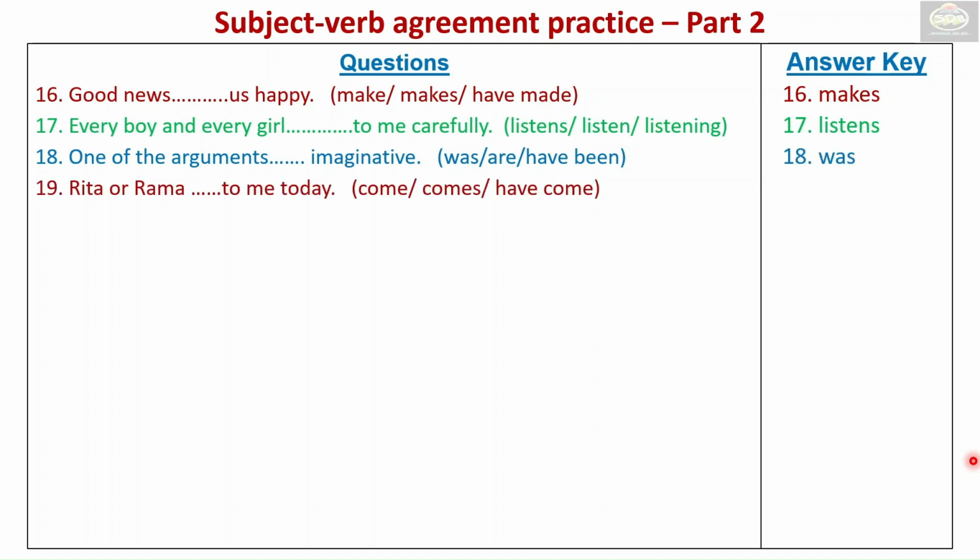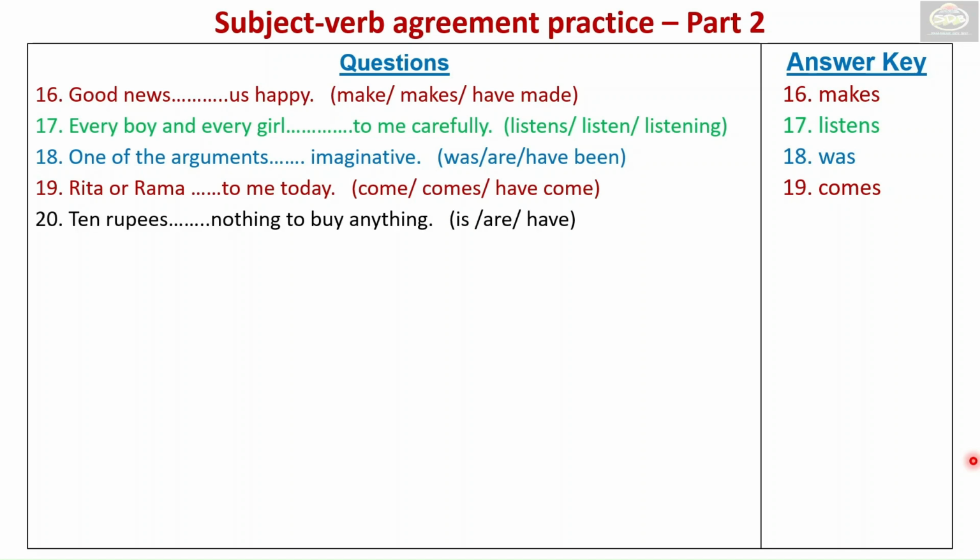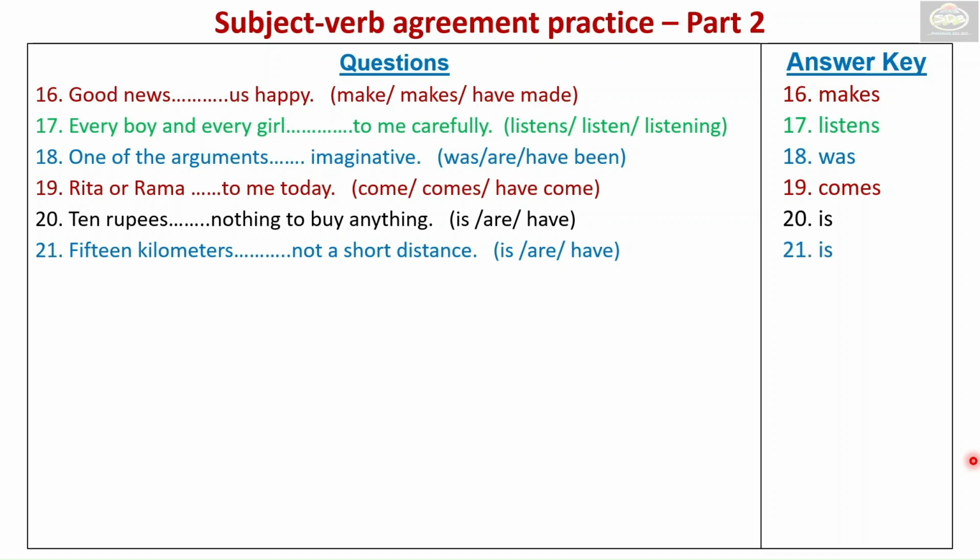Rita or Rama, singular, comes. 10 rupees, amount, singular, is. 15 kilometers, distance, that is singular, is. Time and tide, two nouns as a singular subject, waits for no one, waits.